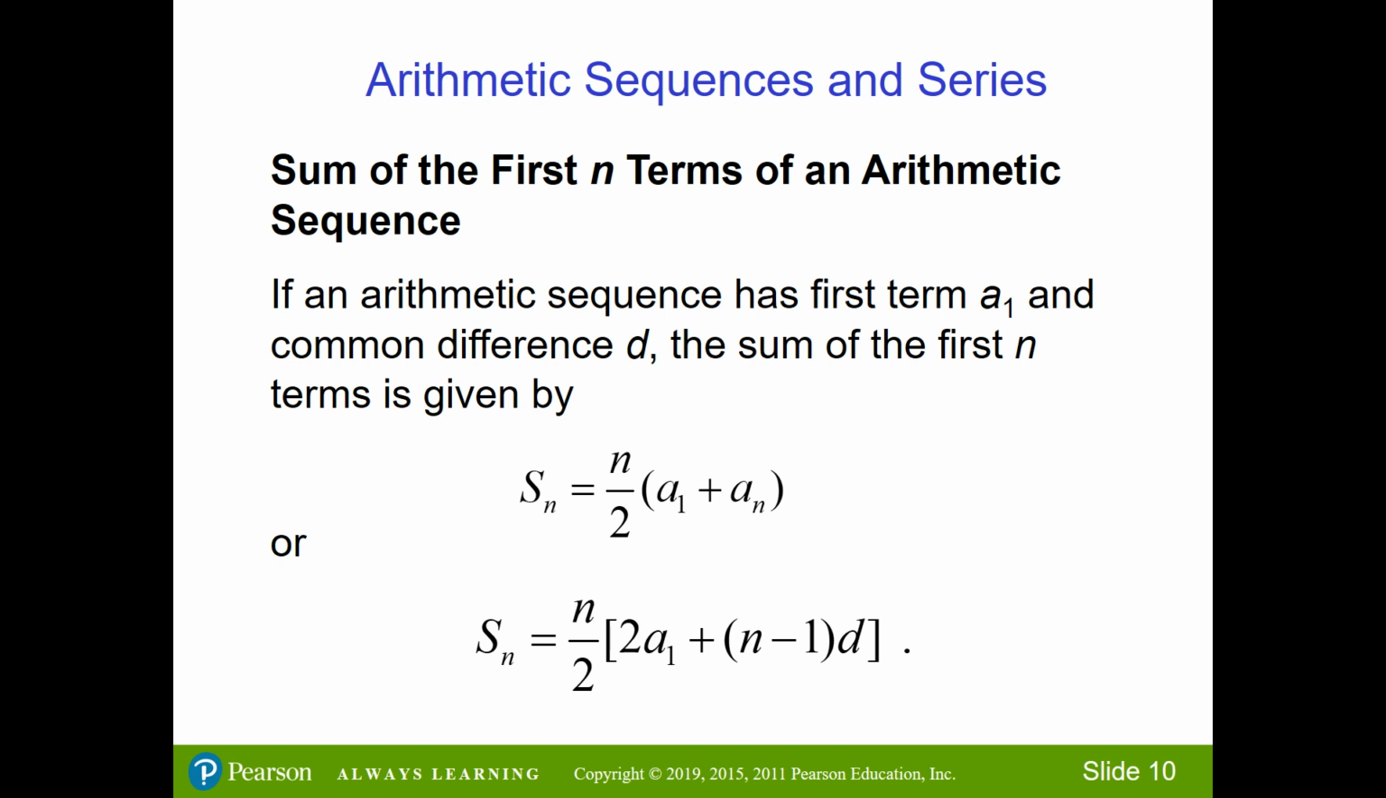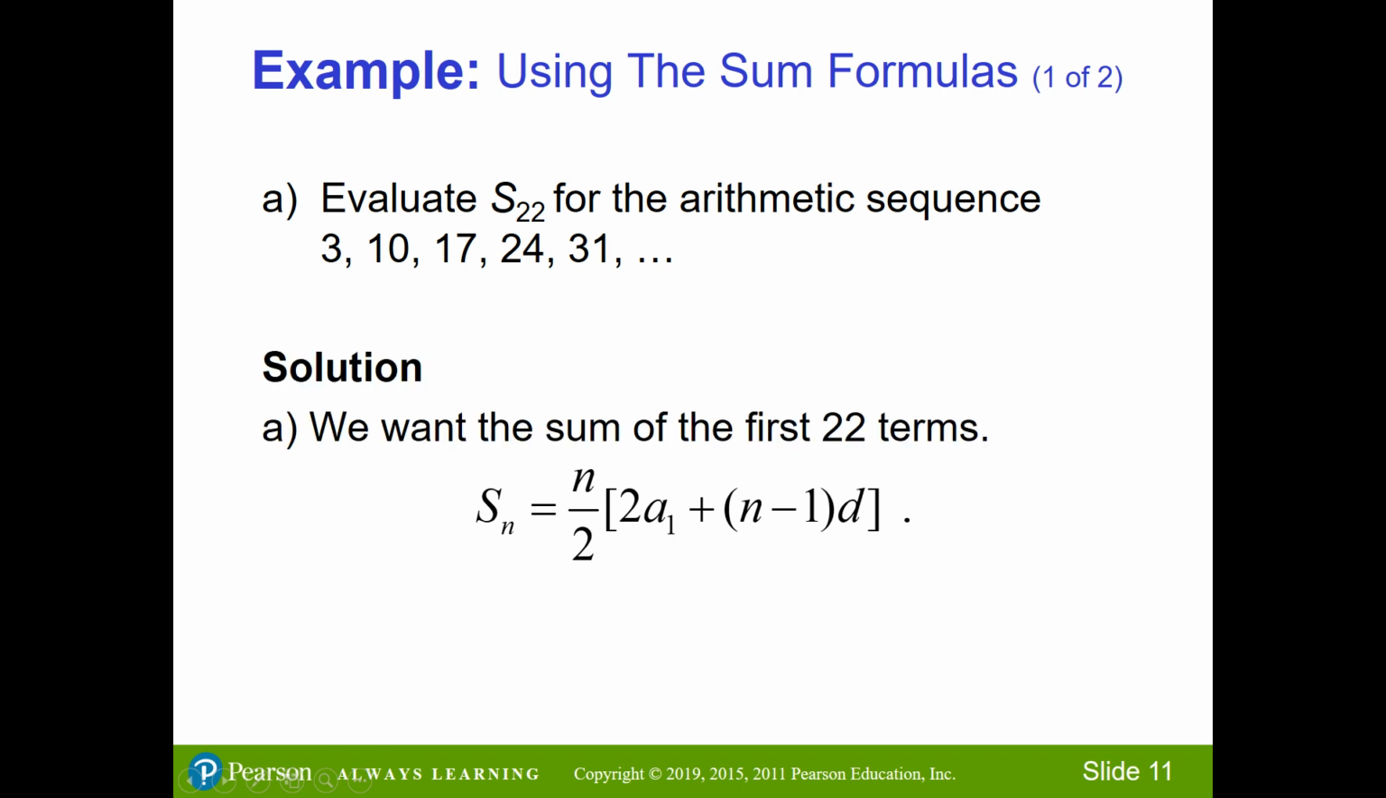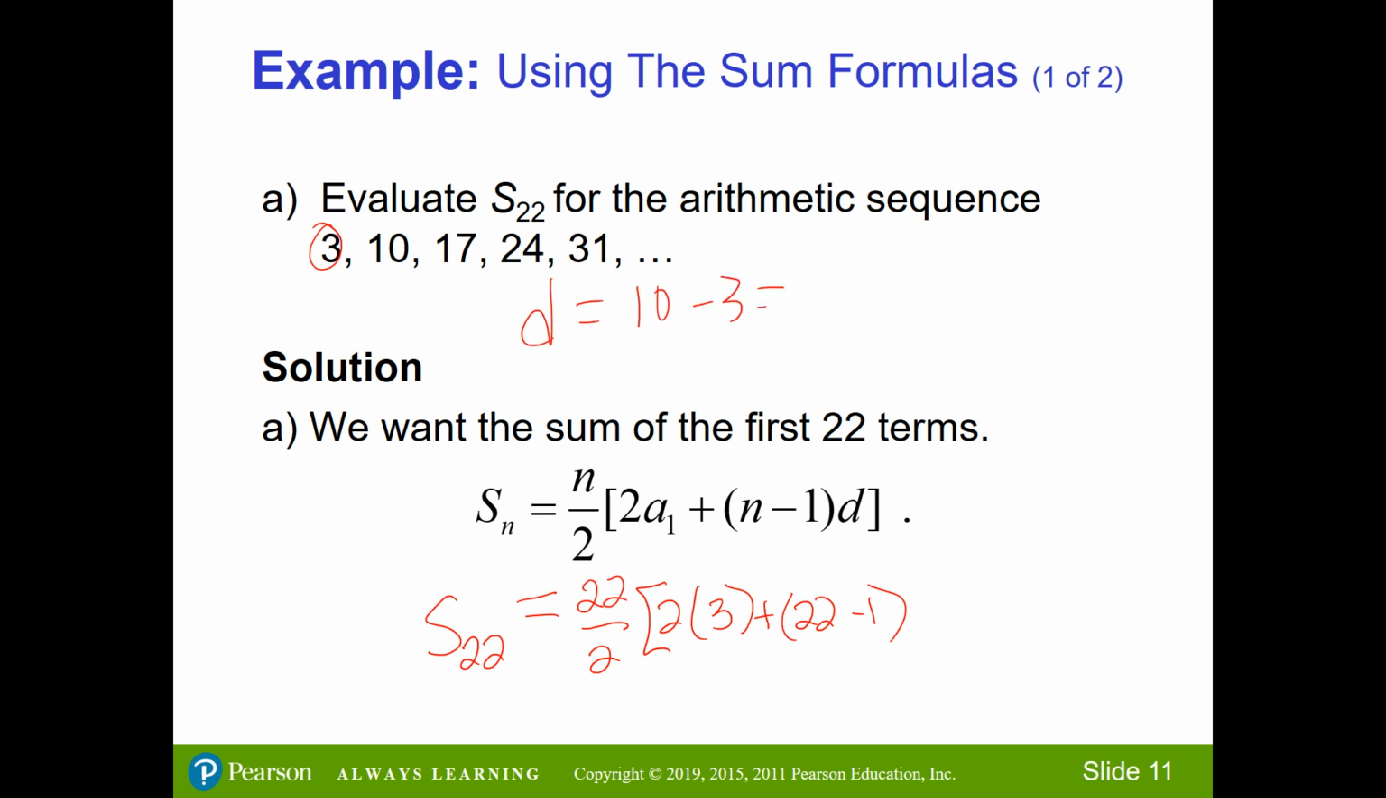The sum of the first n terms of an arithmetic sequence is given by this formula, or equivalently this formula. I'm just substituting in the formula for an into this expression to derive what's here. So I want to evaluate S22, the 22nd sum. So I want the sum of the first 22 terms. So my n is 22 over 2. 2 times the first term is right here, 3, plus n, the 22, times the d, oh, we forgot to find the d. D is 10 minus 3, so 7.